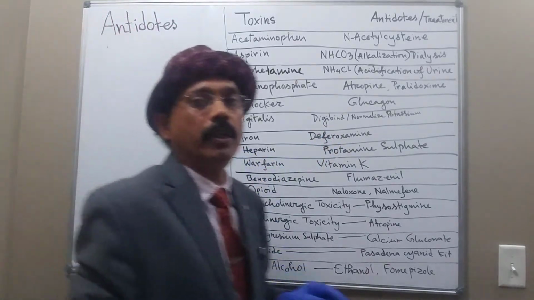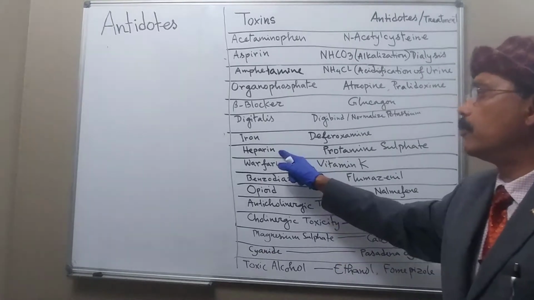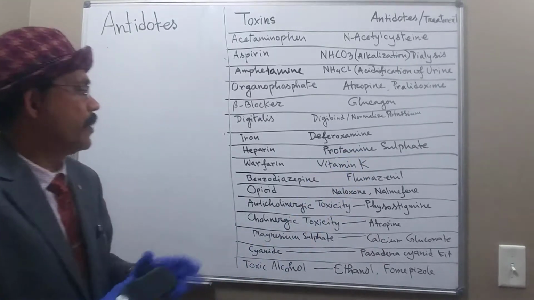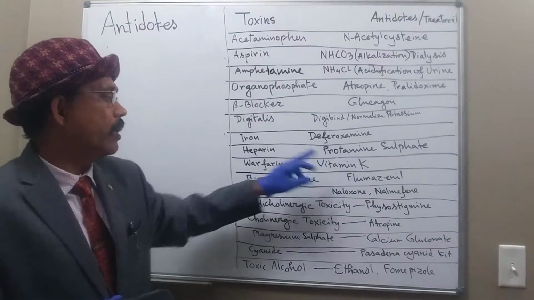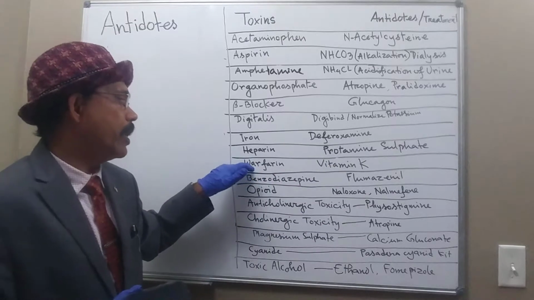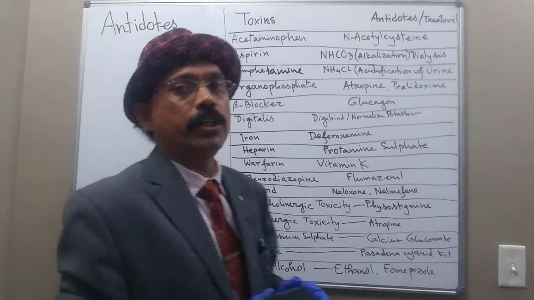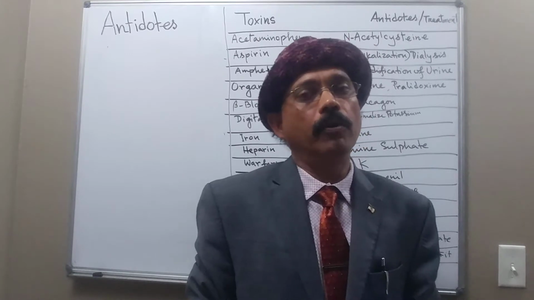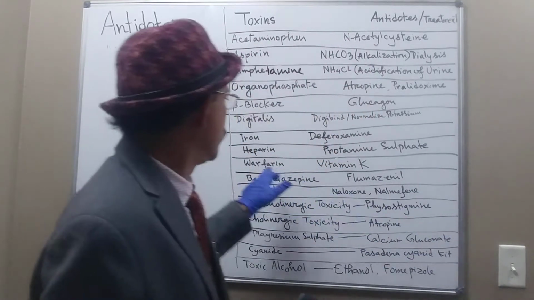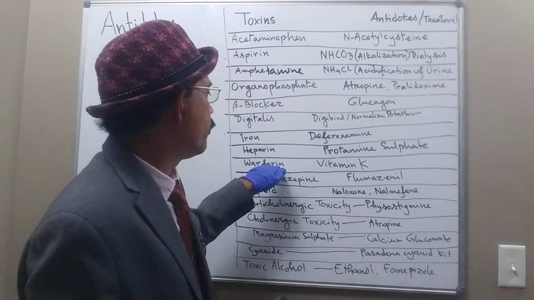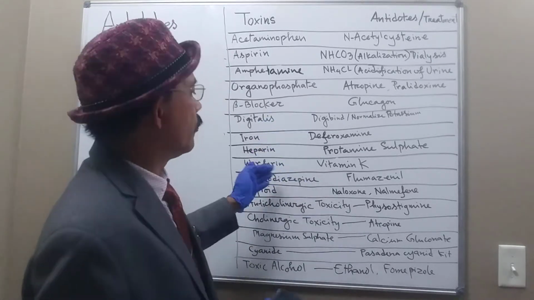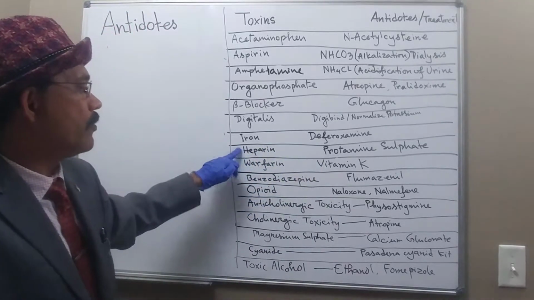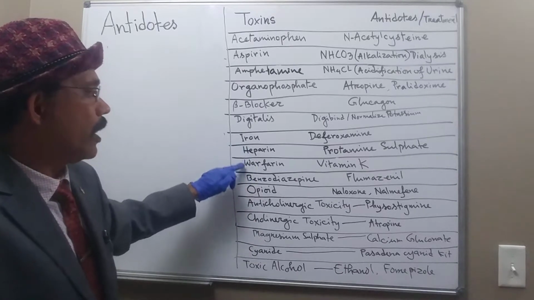Heparin is an anticoagulant, and its antidote is protamine sulfate. Warfarin, antidote vitamin K. We must remember that. Warfarin is also an anticoagulant. Warfarin is contraindicated during pregnancy because of its teratogenic effect. It may cause congenital birth defects. So a pregnant lady should not take warfarin. She should switch to heparin. Once the baby is born, she may go back to warfarin. So heparin is safe during pregnancy. Warfarin is not. Both of them are anticoagulants.